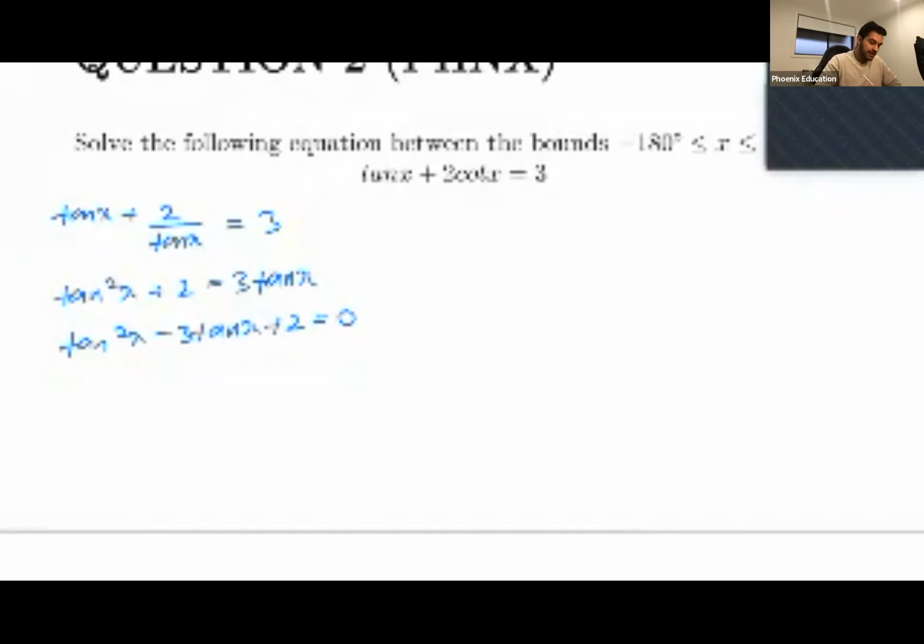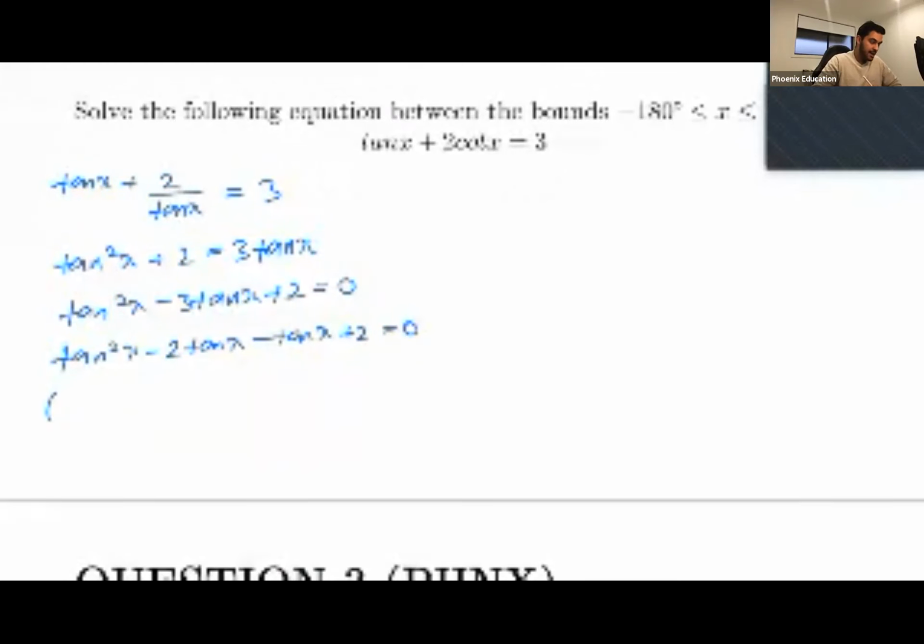So if I do factorize this, I can split the middle term into this, and then I'll factorize in pairs. Let me just skip straight to the factorized form. I end up with tan x minus 1 and tan x minus 2 is equal to 0. So again from here, I'll have 2 branches to solve. I have tan x is equal to 1, and I'll have tan x is equal to 2. Let me tackle this one first.